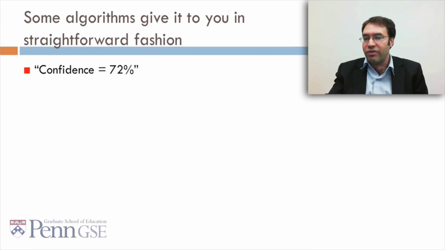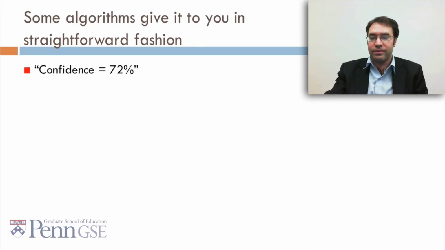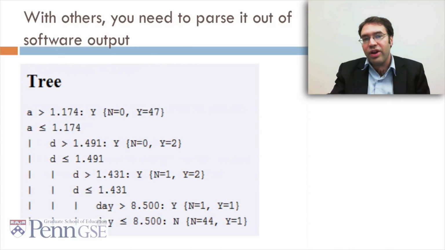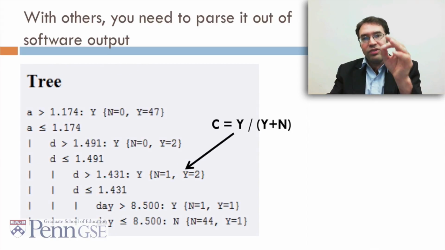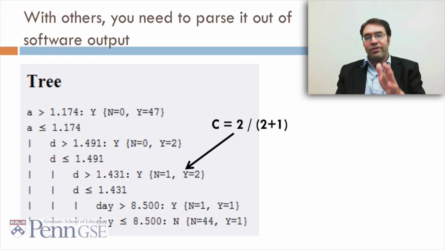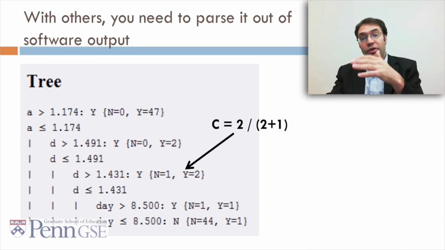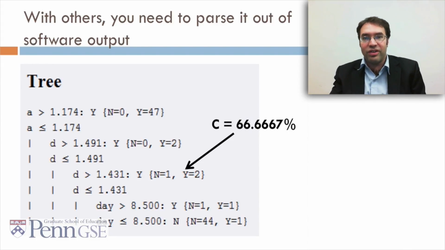Some algorithms give it to you in a straightforward fashion. They just say, my confidence for this decision is 72%. With others, you need to parse it out of the software output, which really is pretty straightforward. Take decision trees like J48. In RapidMiner, it'll show you output that looks like this, and you can actually compute confidences out of it. So what you do is you take confidence equals yes divided by yes plus no. So in this case, confidence is 2 divided by 2 plus 1, which those of you who have taken elementary school mathematics should be able to apply your order of operations and say, gee, that's 66.67%.